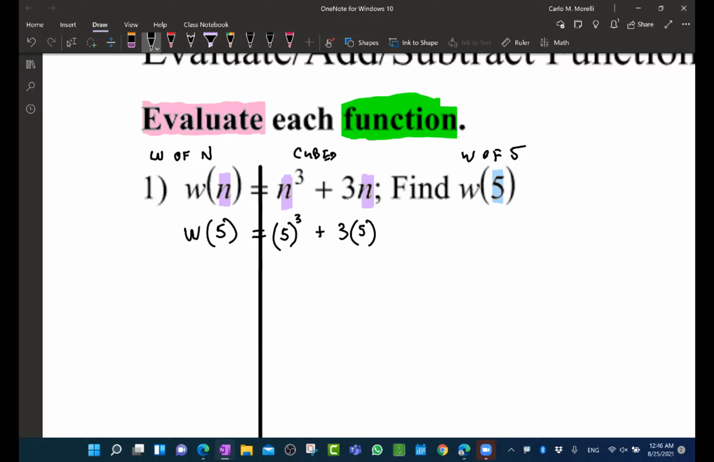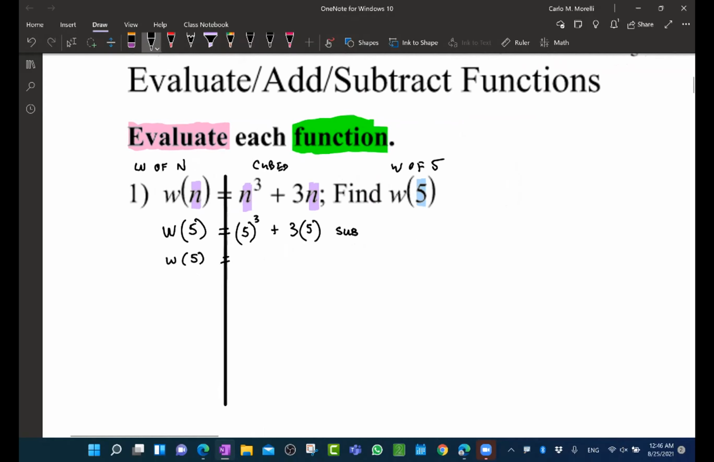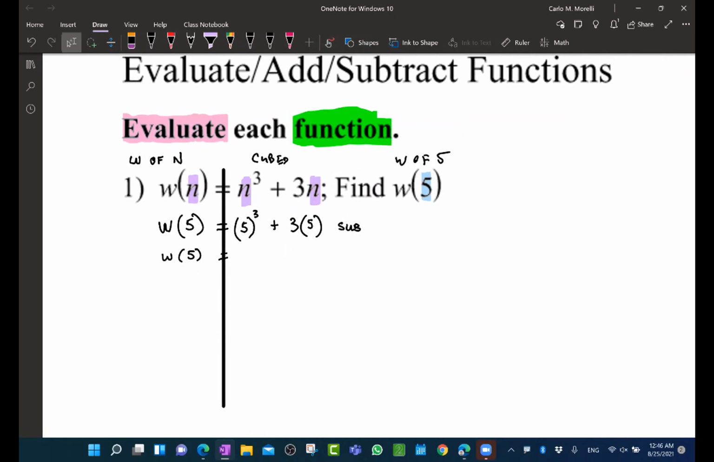And what we just did here is called substitution. Okay, I'll just abbreviate it as sub. So now we're going to write W of 5 equals, and now we're going to do some side work. So the way that these papers are set up in class, there's always a space over to the right where you could create side work. So I use a squiggly line like this.